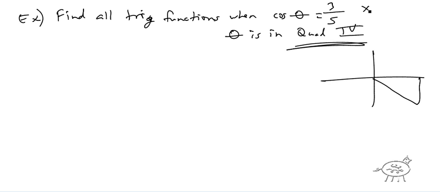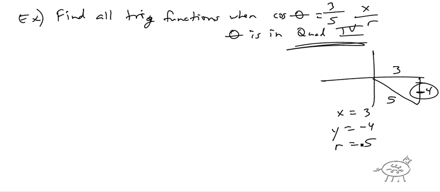Well, we know it's x over r, so let's put our r here as 5, and our x is 3. Okay, so remember with Pythagorean theorem, isn't this 4? But its y value is negative. That's important, so you might want to write that down. X is 3, y is negative 4, and r is 5. Super important, because now we're going to do all of our trig functions.